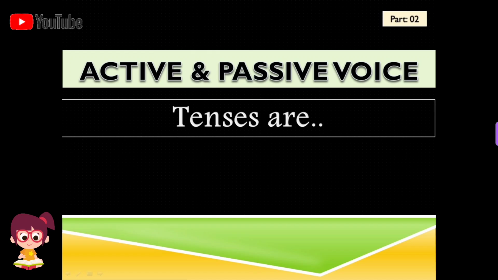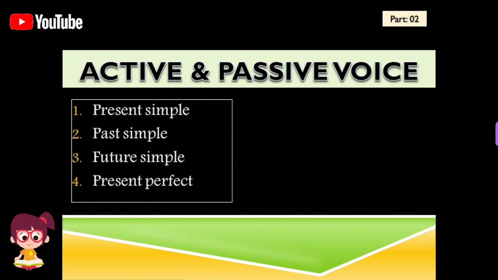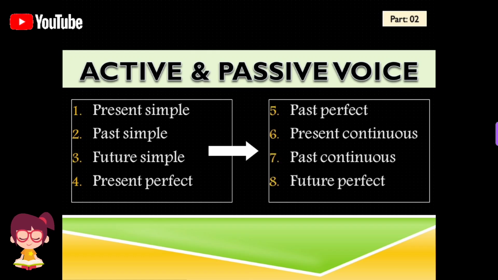First is present simple or simple present, so we can say it both ways. Now second is past simple or simple past. Next is future simple and present perfect tense. Number five is past perfect, present continuous, past continuous, and future perfect tense. The rest of the four tenses are remaining. So these remaining tenses are such that we cannot change them into passive voice.